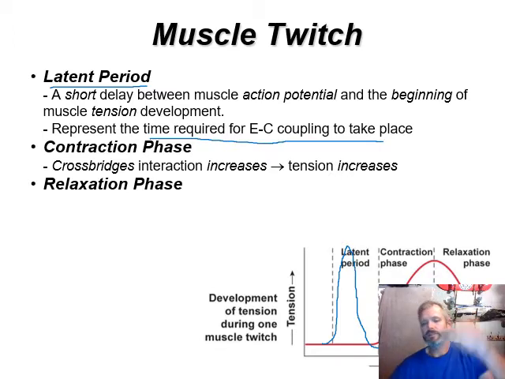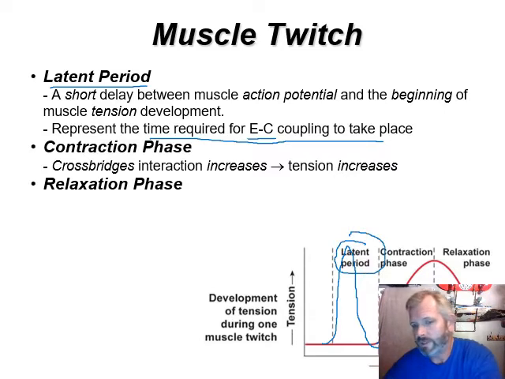Remember, our action potential goes down those T tubules, causes the release of calcium. Calcium has to bind to troponin, move tropomyosin before this contraction actually starts to take place. So all those EC coupling events going from the action potential to contraction are taking place in that latent period. But once we have that calcium and we've moved that tropomyosin, now we can start our contraction phase.